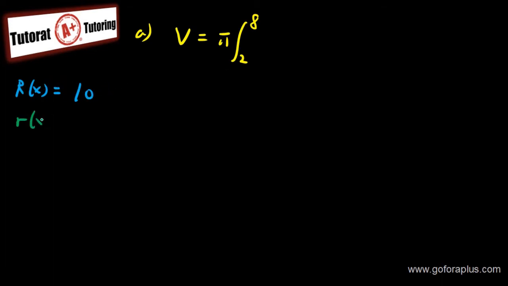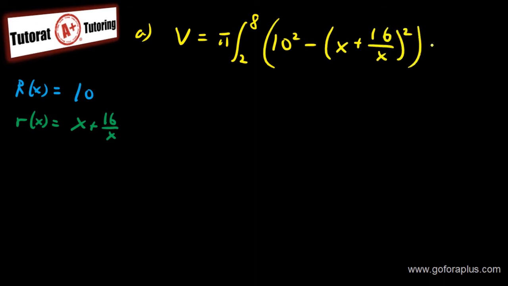So I have my small radius. Subtracting 0 here, 10 minus 0, because it's the axis of revolution. I'm not writing it out because it's 0. The small radius is basically x plus 16 over x. So all I have to do now is plug it in. So I have 10 squared minus the quantity x plus 16 over x, squared, the whole thing dx. And this is basically my integral for the volume for question A.